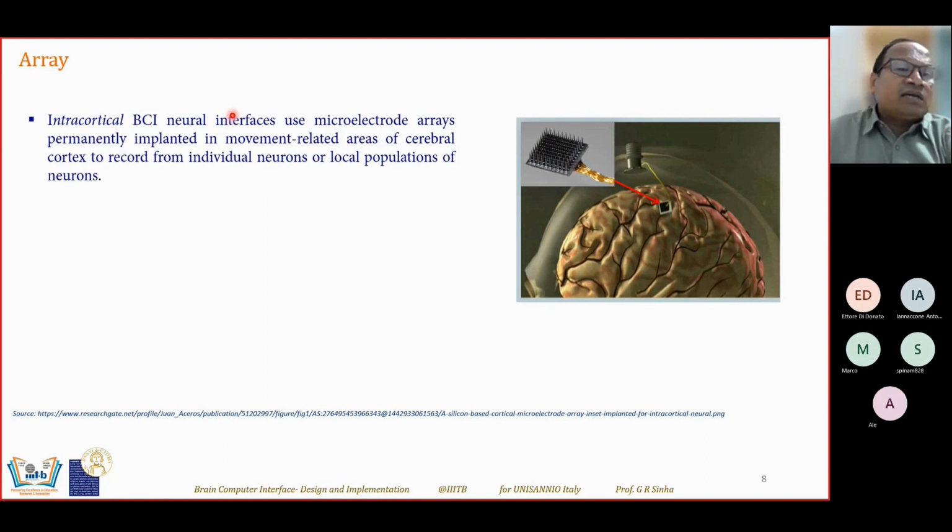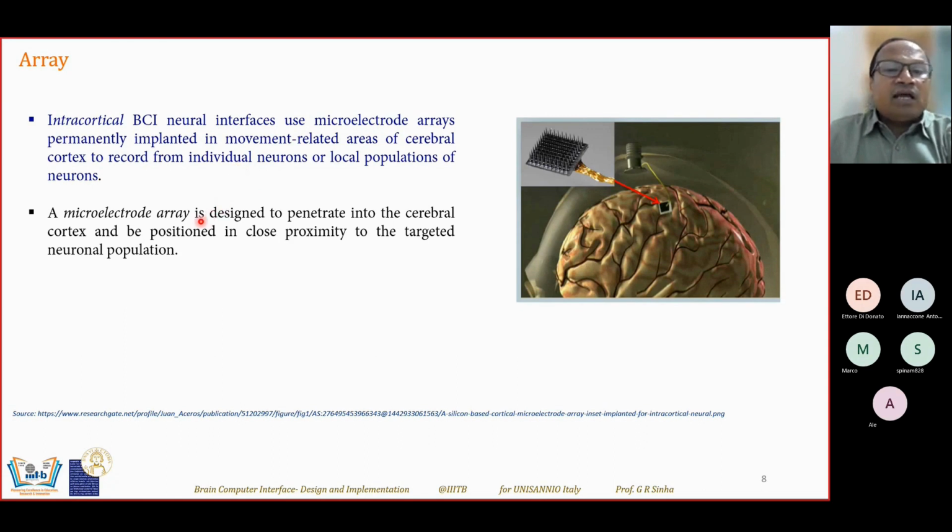So intracortical BCI neural interfaces will be microelectrode arrays, which can be implanted in the movement-related areas of the cerebral cortex to record from individual neurons or a local population, a small group of neurons. A larger group of neurons is covered in EEG. The array is designed to penetrate into the cerebral cortex. There are a number of areas. The interesting area is the cerebral cortex, where the array is penetrated and placed in close proximity to the targeted neuronal potential.